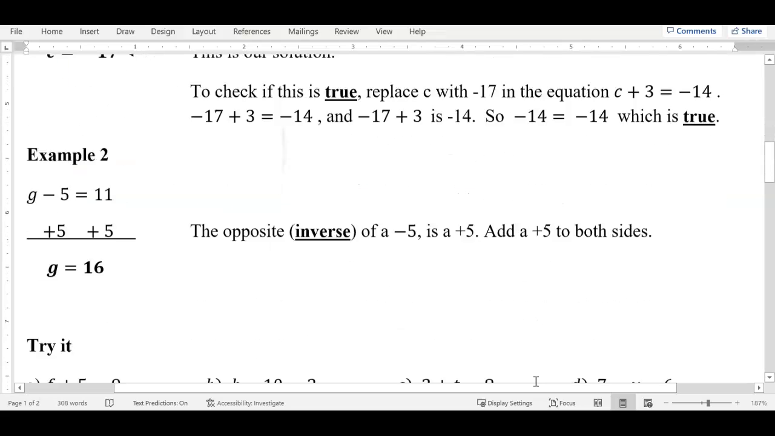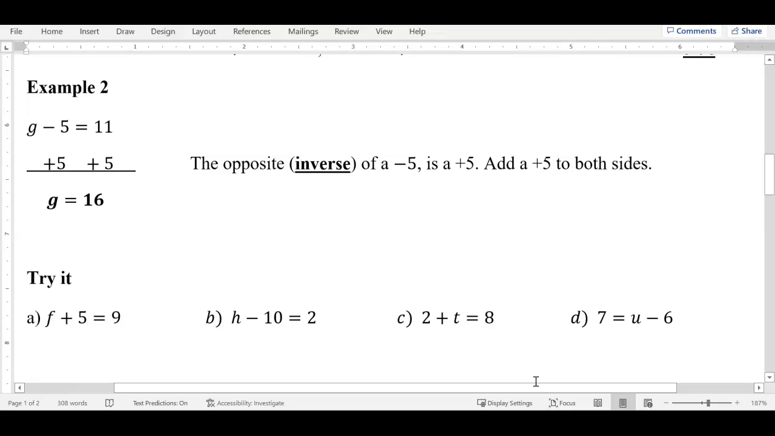So now example 2. What's my variable here? G. What's next to G that's got to go away? The minus 5. So what's the opposite of minus 5? Plus 5. Again, if you do it on one side, do it on the other side. And those opposites I want to get rid of. They cancel out. I like to slash them out here. Goodbye. See you later. And then bring down G equals. We get 11 plus 5. So we get 16.